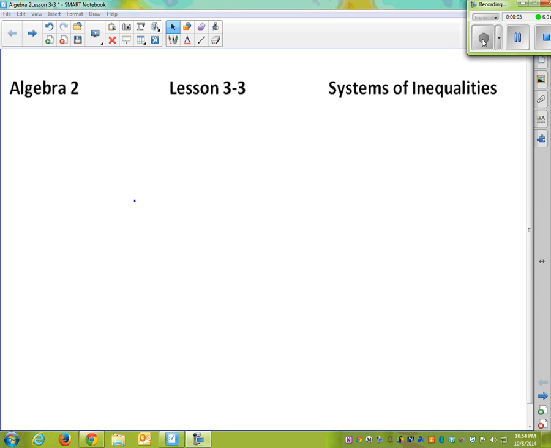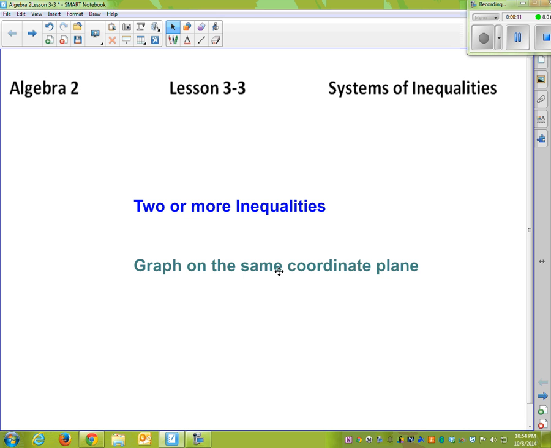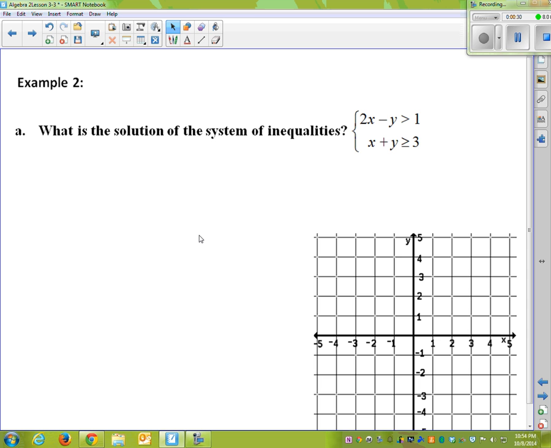Today we're going to graph systems of inequalities. A system of inequalities is two or more inequalities that we're going to graph on the same coordinate plane, so the same xy axis, and then we're going to shade, and the regions that are shaded is the solution. All right, so let's try our first example.